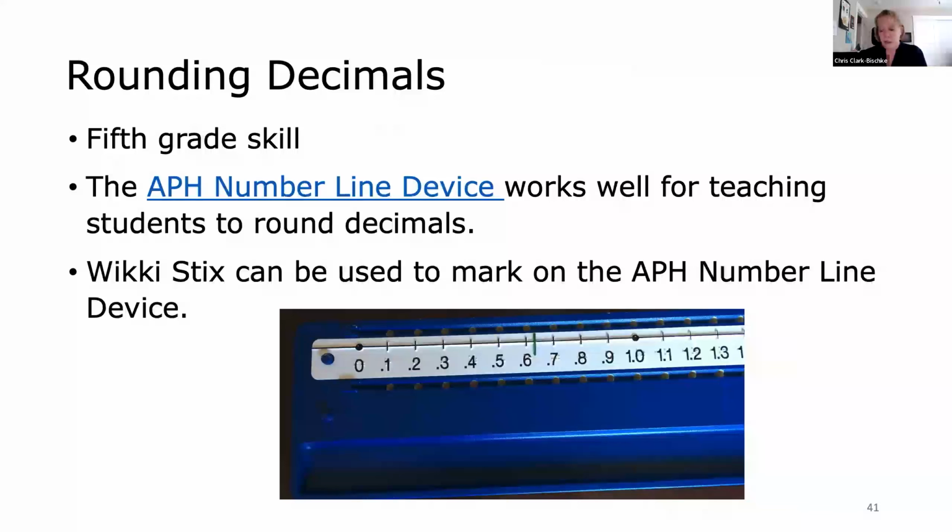If you have students who are learning how to round decimals this year or next year, typically a 5th grade skill level, the APH number line device works well with teaching students to round decimals. As needed, you can use wiki sticks or pop dots to mark on the APH number line so that the students can see where they're at. And if they're going to round up or round down, you can use additional wiki sticks or pop dots to help the student as they're working through a math problem.